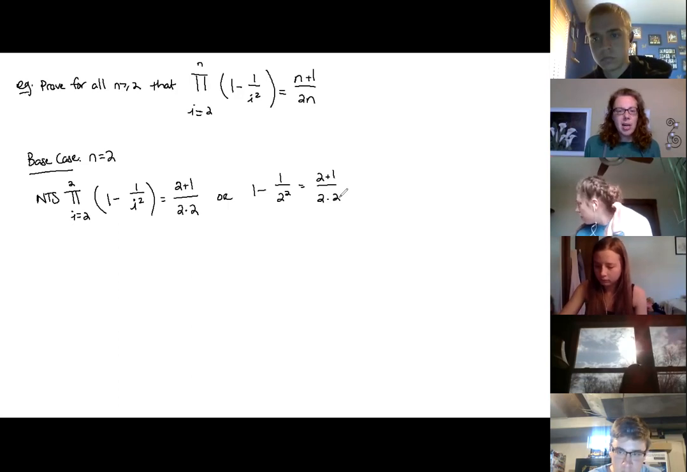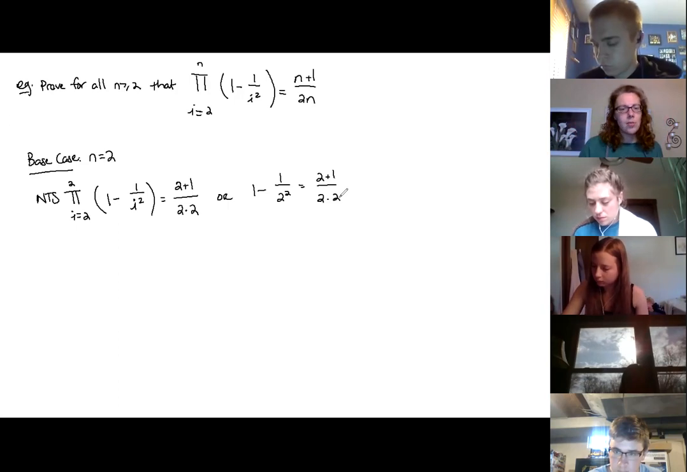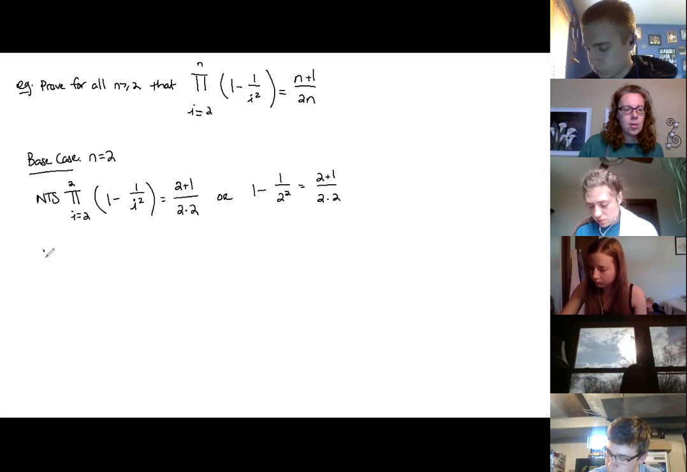You can start on either side. I'm going to start on the left side, but you can start on either side. Go ahead, write this out. This is just arithmetic. I will write it too, and then I'll put you in breakout rooms for the induction step. So do we know that?